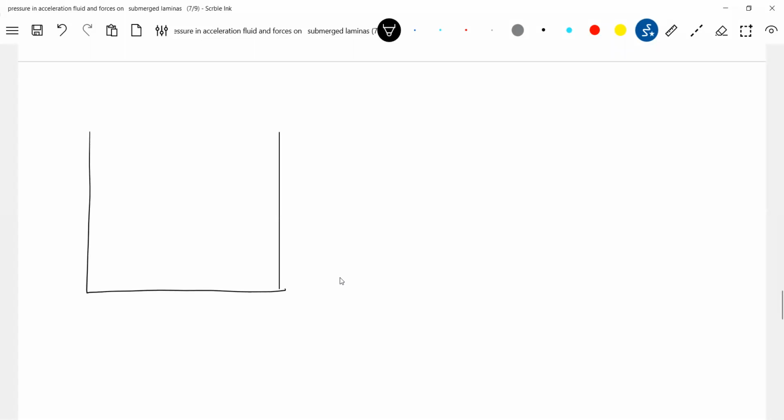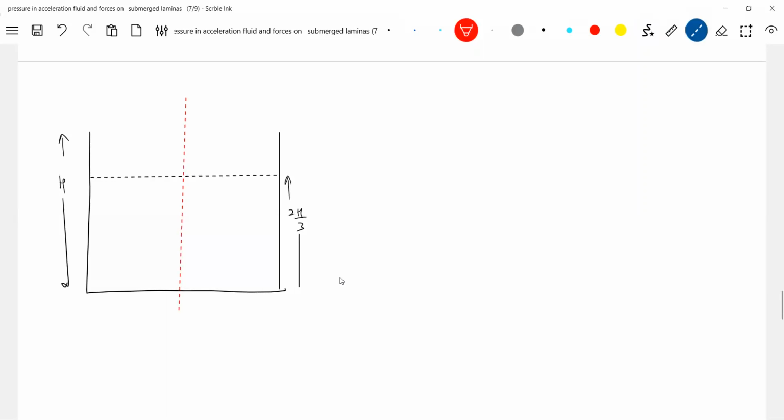Let me take a situation like this. There's a height of the cylinder. Let it be h, and let it be filled to a height 2h by 3. Then I'll rotate about a symmetric axis. Everywhere, this is a liquid.